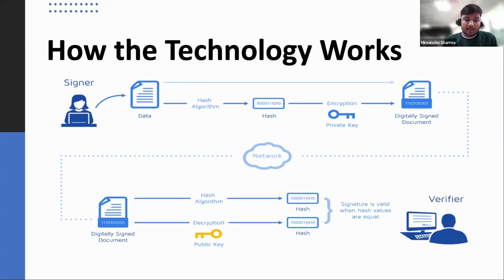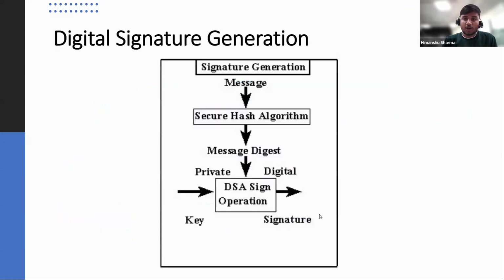You sign your document using the private key, which is a kind of code, and then you give it to the person. You need to verify your signature. Then the receiver uses the public key to verify the document. Okay, let's move ahead to signature generation.